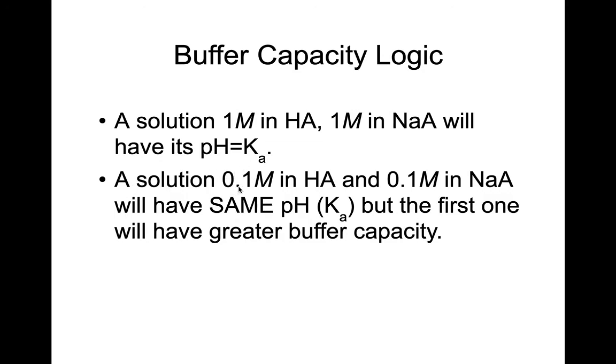Similarly, a solution that's 0.1 molar in this compound and 0.1 molar in this compound will have that same pH, but the first one will have a greater buffer capacity. So they will have the same pH in solution, but this one will be able to be effective for longer.